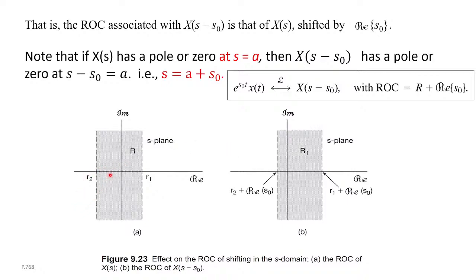You can kind of see this in a picture. Say you have some ROC of your original signal here, and some pole at a. When you change the function to s minus s0, your pole will get shifted to a plus s0. So the pole shifted, and the ROC will also get shifted as well.